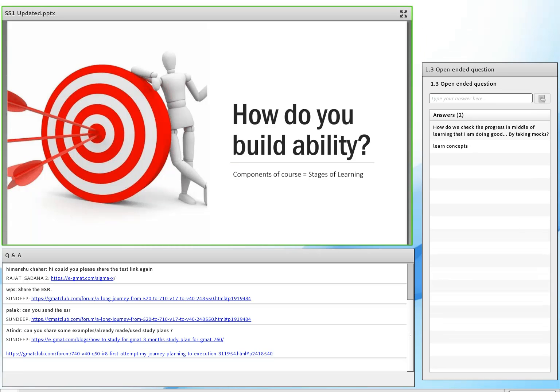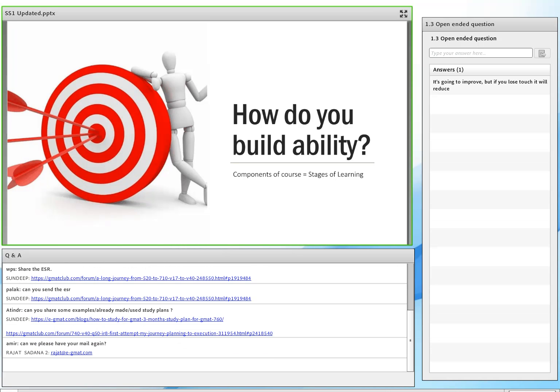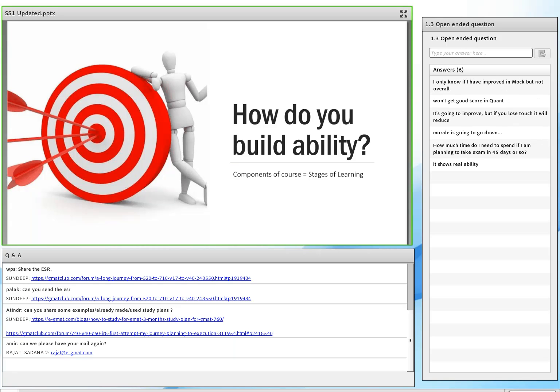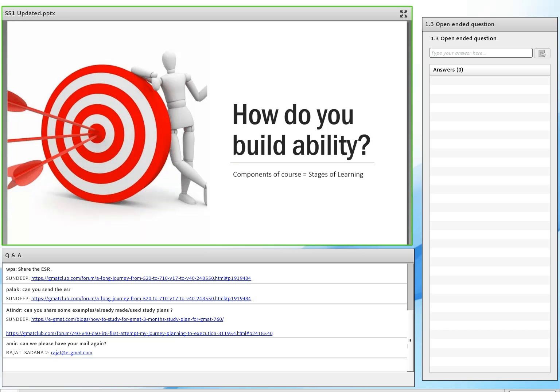Let me just address this. What happens when you take a mock test? Let's say you've been studying SC and you take a mock test. You do slightly better in SC. And by the way, you don't do as well in CR, you don't do as well in RC. Why? Because you've been spending all that time in SC. So you say, okay, maybe it's time for me to stop doing SC and move on and study CR.